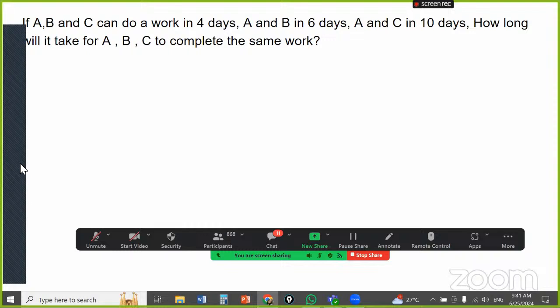So here, what they have given is A, B, and C. All the 3 of them together complete the work in 4 days. A and B together complete the work in 6 days. A and C together complete the work in 10 days. So if A, B, and C work separately, how much time will they take to complete? A alone completes the work in how many days? B alone? And C alone? This is what they have asked in the question.